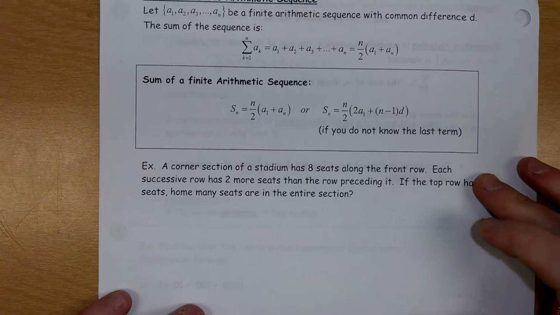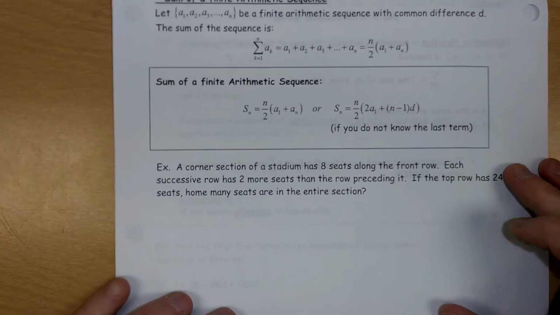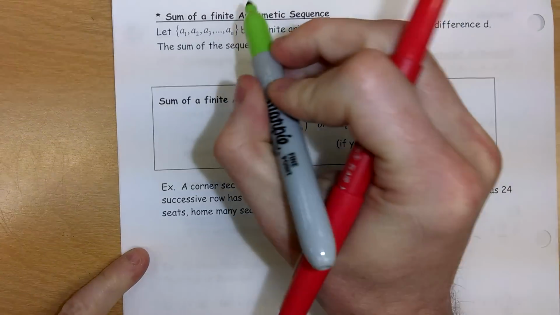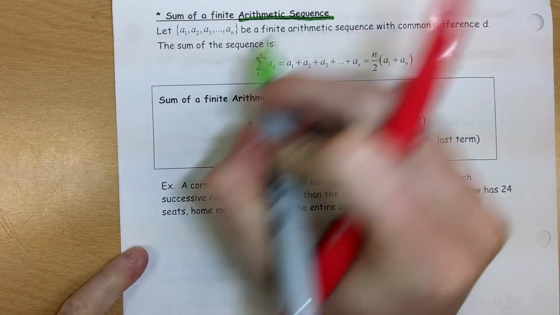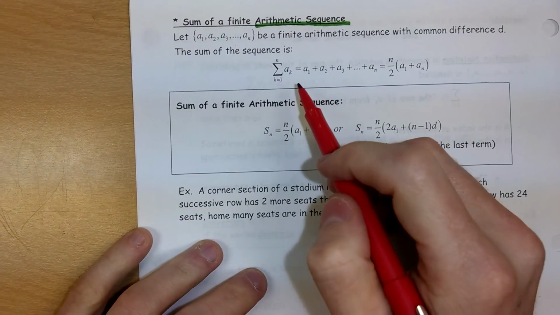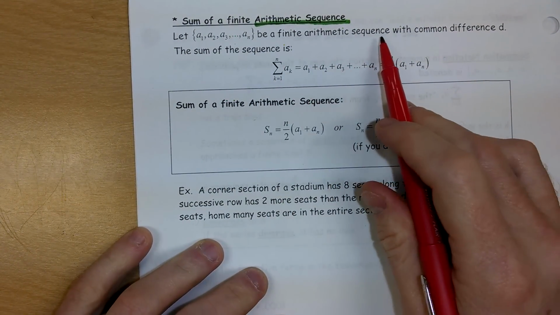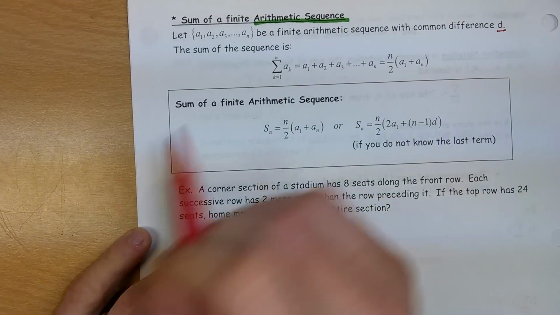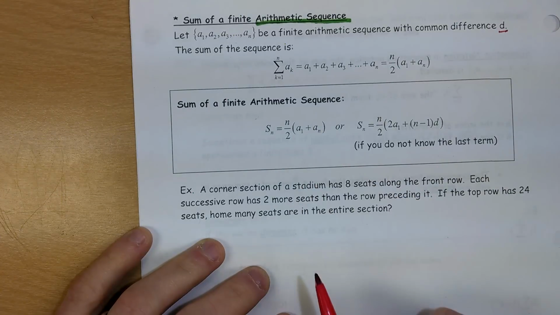Okay, so those were just sequences in general. What if we now look specifically at arithmetic series? Or sums of arithmetic sequences. So let's let a sequence be a finite arithmetic sequence with common difference d, and the sum of the sequence, again, using our sigma notation.